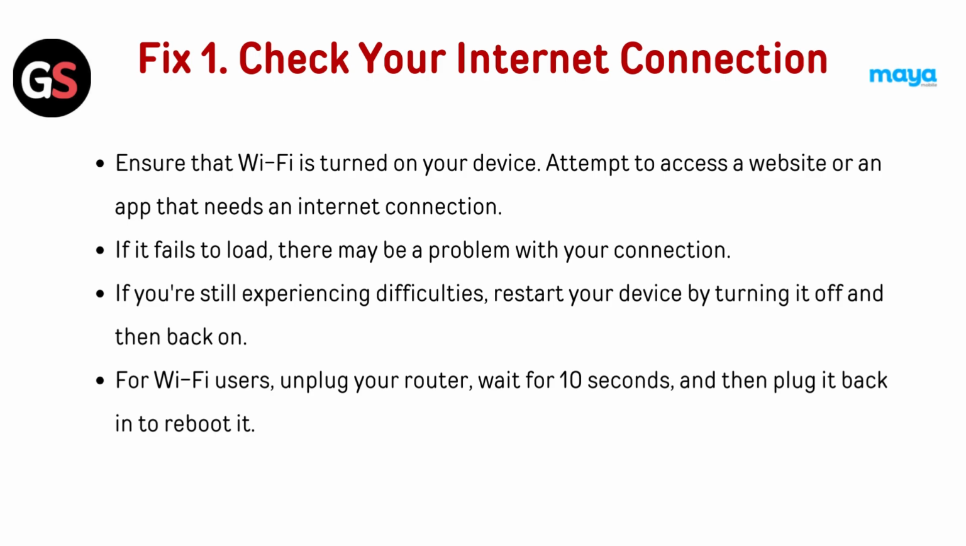Fix 1. Check your internet connection. Ensure that Wi-Fi is turned on your device. Attempt to access a website or an app that needs an internet connection. If it fails to load, there may be a problem with your connection. If you're still experiencing difficulties, restart your device by turning it off and then back on. For Wi-Fi users, unplug your router, wait for 10 seconds, and then plug it back in to reboot it.